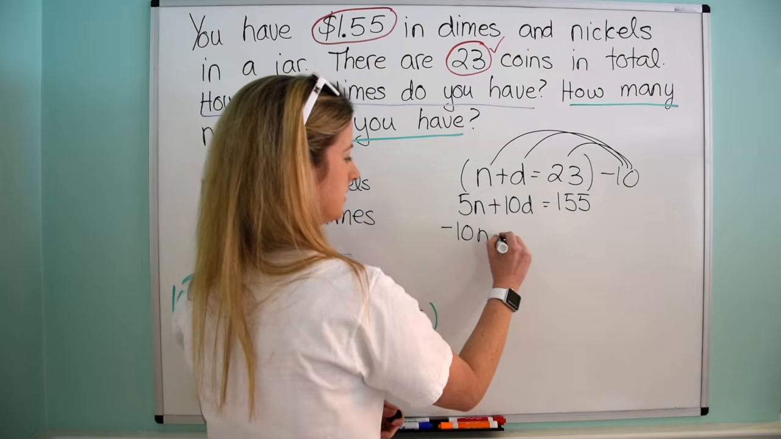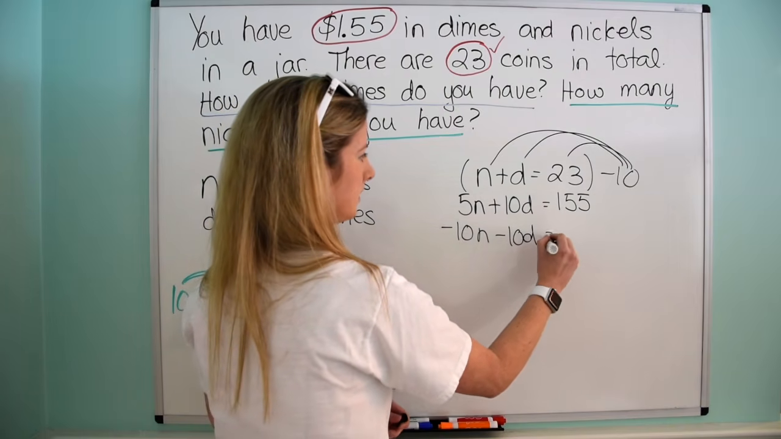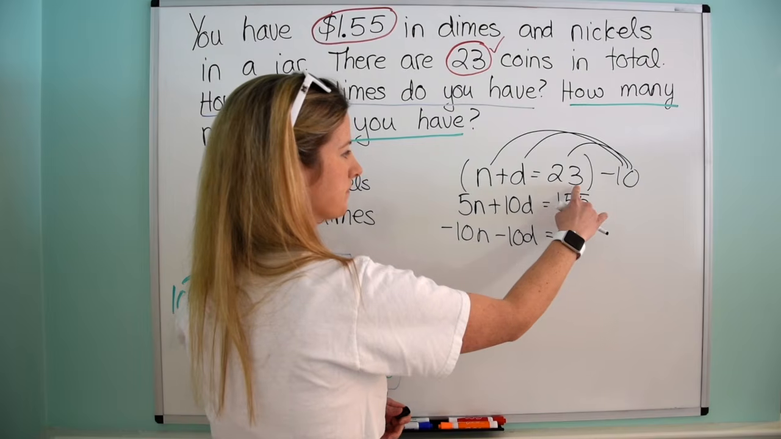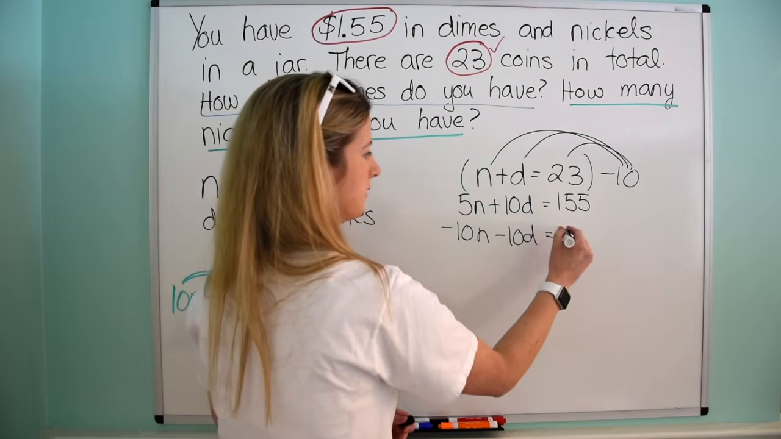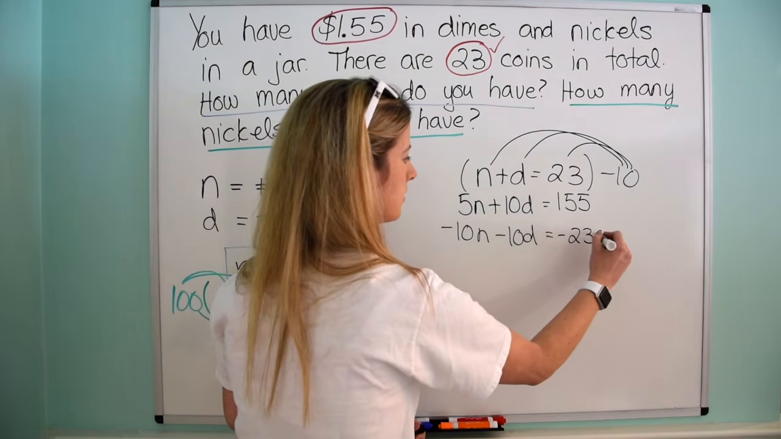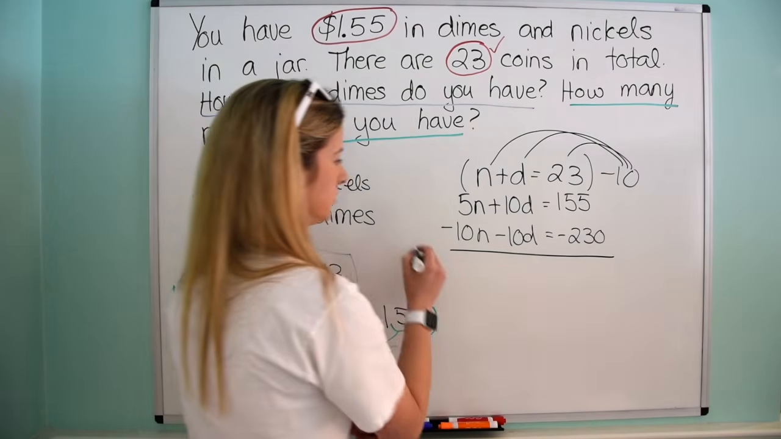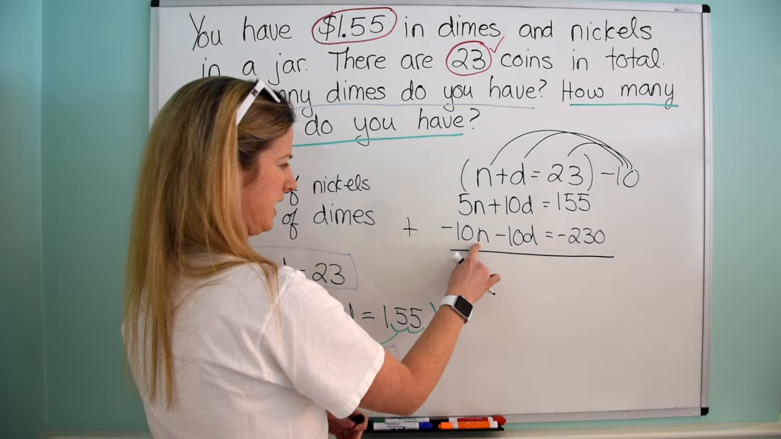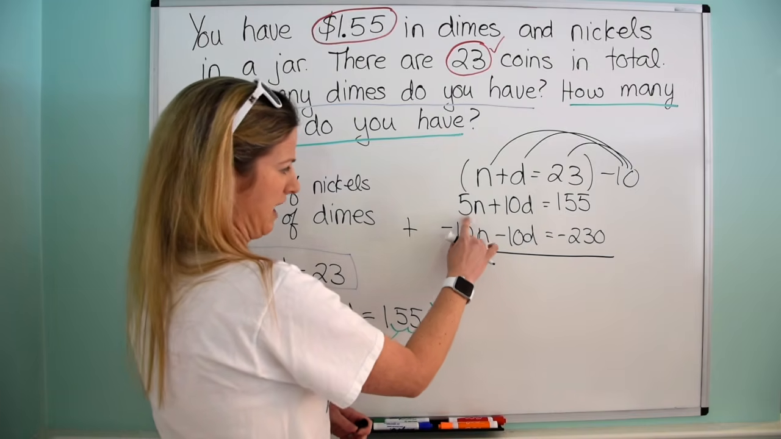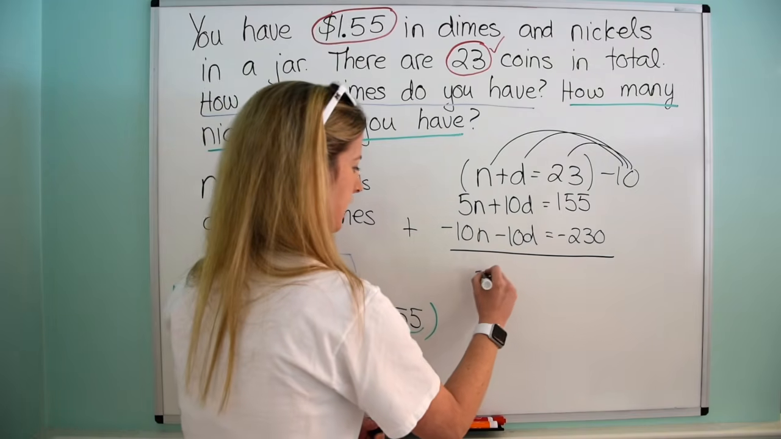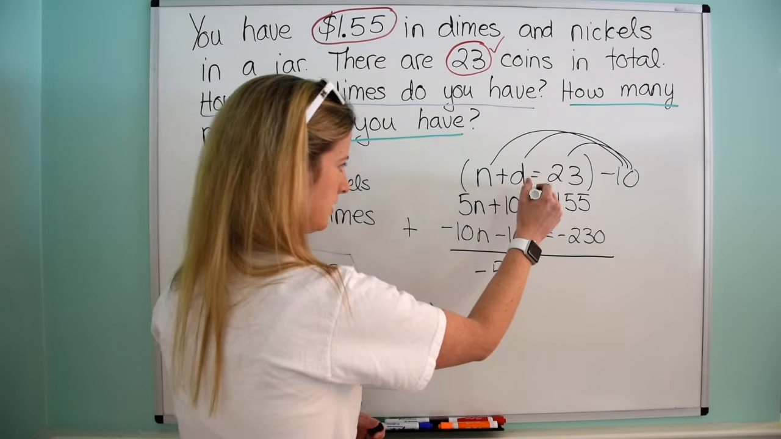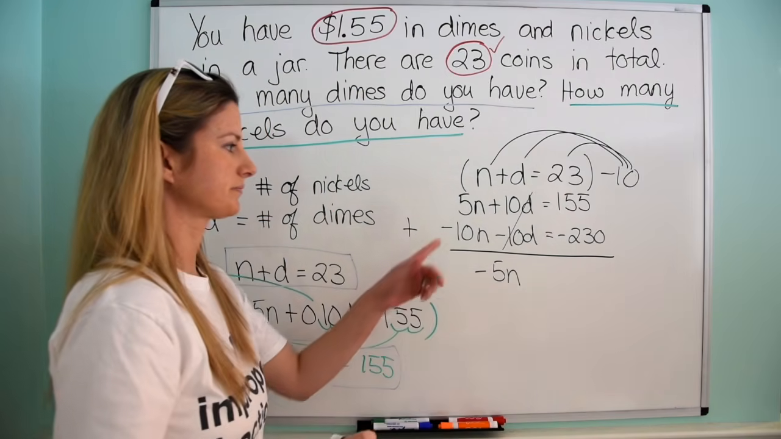Okay, -10 times d is going to be -10d. And then 23 times -10 is just going to be -230. Okay, perfect. All right, now I just do the addition. So 5n plus -10n is going to be -5n. These go away, perfect.